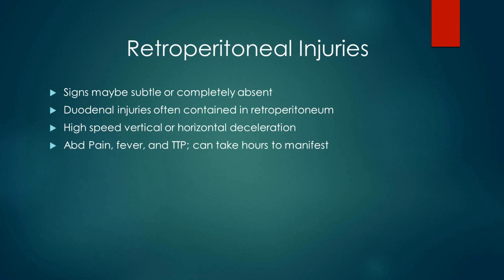Duodenal injuries are often contained in the retroperitoneum. High-speed vertical or horizontal deceleration injuries put them at high risk. They will eventually likely get abdominal pain, fever, and tenderness to palpation, but it can take a long time. Usually it can take a few hours for that hematoma or whatever to start expanding, and then they'll start getting signs and symptoms of gastric outlet obstruction and peritonitis. So just keep in mind that it's not always an initial presentation.